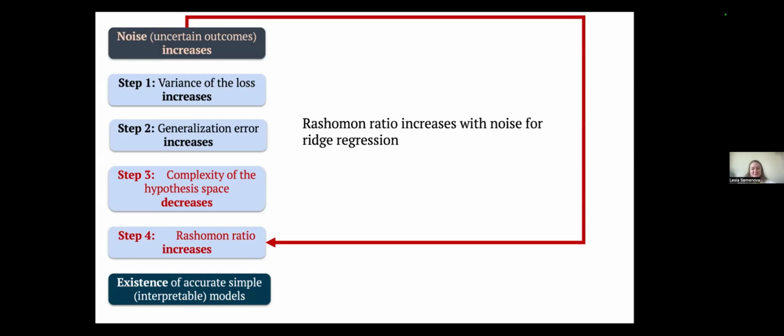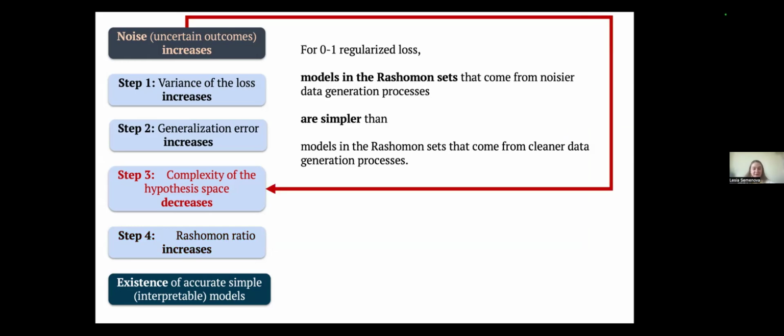Also, I wanted to discuss a little bit what happens with 0-1 loss. And this is currently ongoing work. But what we noticed, and I thought it might also be helpful to validate this process, is that for 0-1 loss, models in the Rashomon set that come from noisy data generation processes turn out to be simpler than models in the Rashomon set that come from cleaner data generation processes. So it's not even a question of my optimal model, it's a question of my whole Rashomon set. So those models that come from noisy data generation processes tend to be simpler.